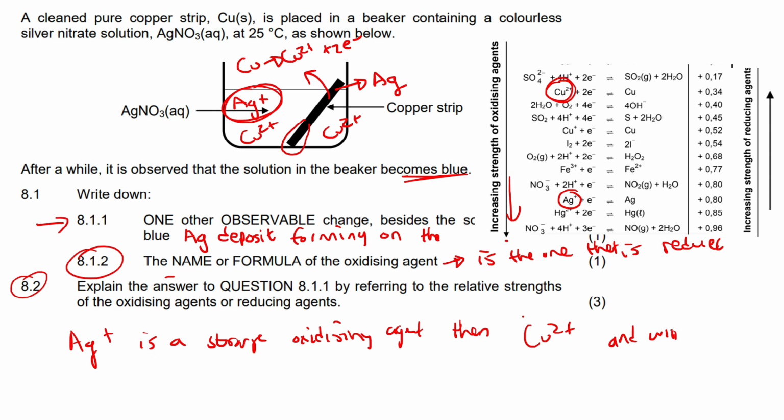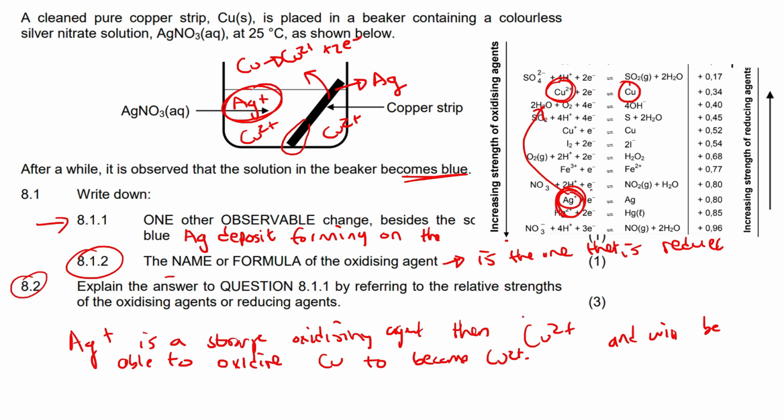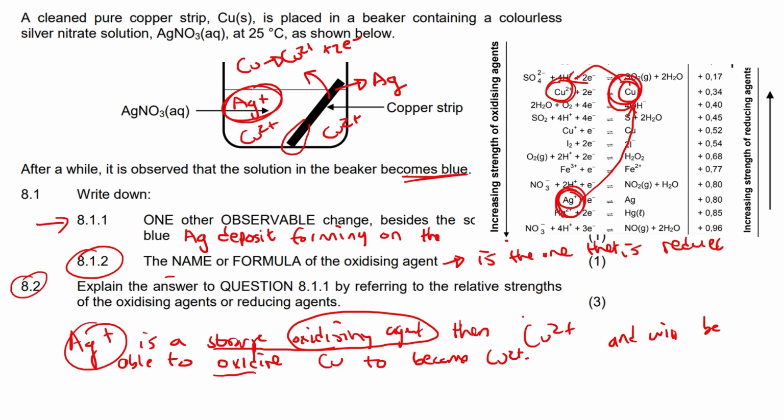And will be able to oxidize copper to become Cu2+. Let me explain. We are saying that this one is a stronger oxidizing agent than this one, and will therefore be able to oxidize this copper to become Cu2+. It shouldn't surprise you. Ag+ is a strong oxidizing agent, so it is able to oxidize other things. So it can oxidize Cu to become Cu2+.